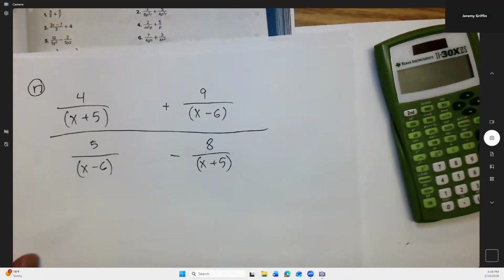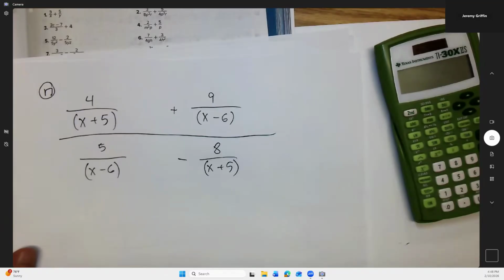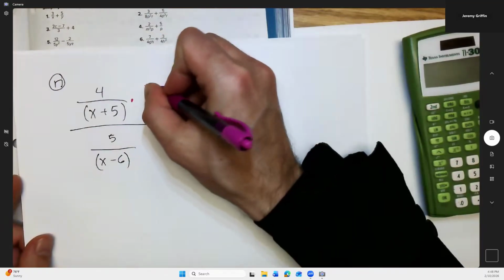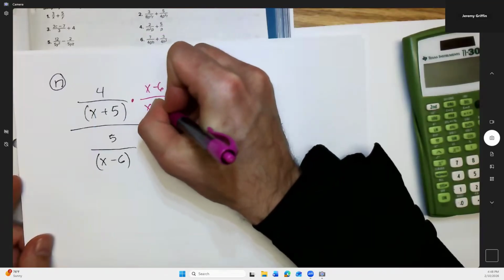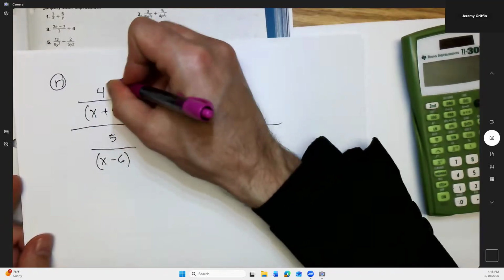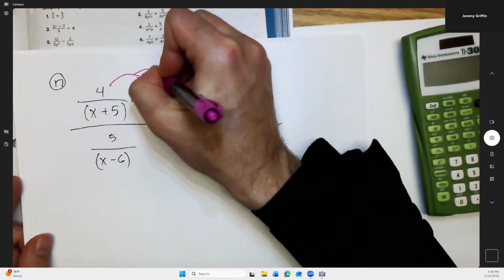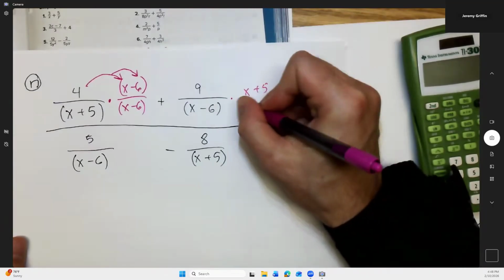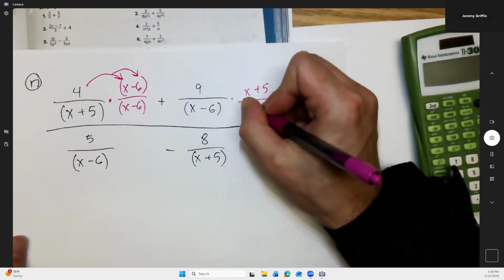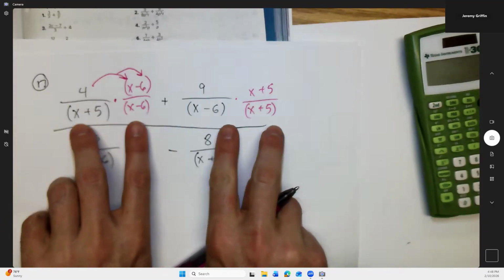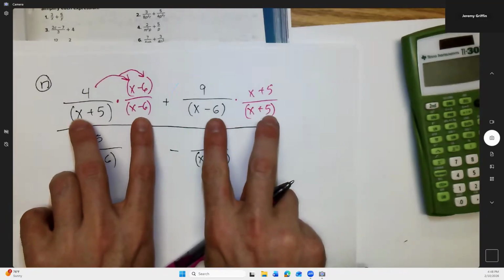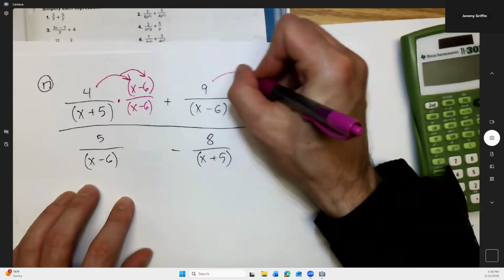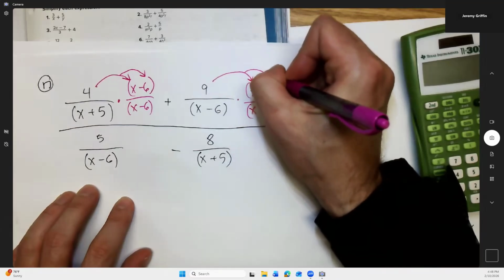All right, so nothing crazy new, but it's probably going to be a lot of little steps. That's all right. So this fraction needs an x minus 6 over x minus 6. I'll eventually distribute this 4 up top. This fraction on the top right needs an x plus 5 over x plus 5. Do you guys see how the setup's going? These two fractions will now have a common denominator. I'm eventually going to distribute this 9 into the x and the 5.